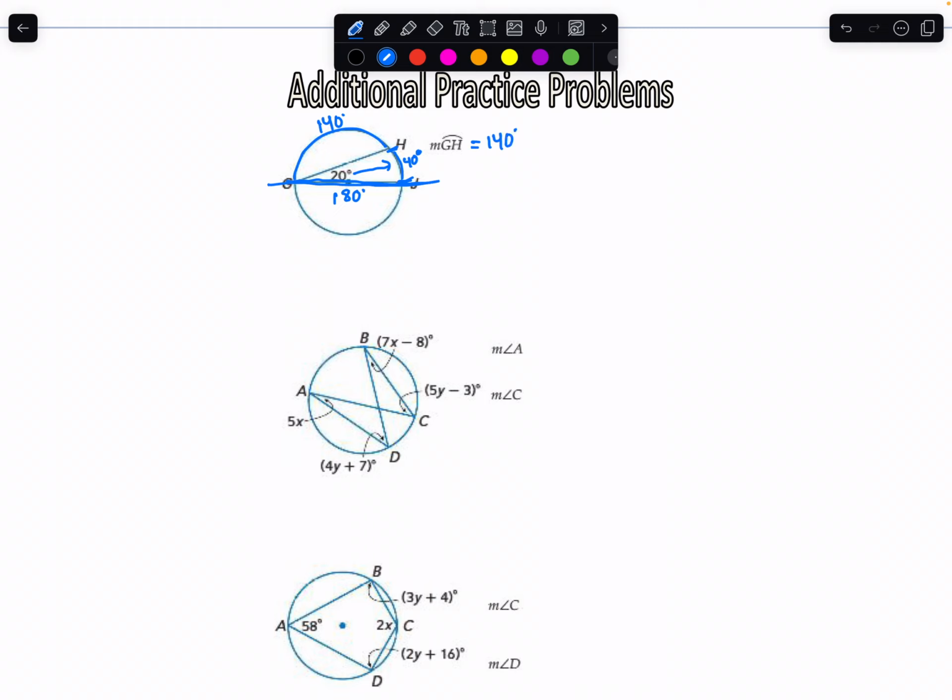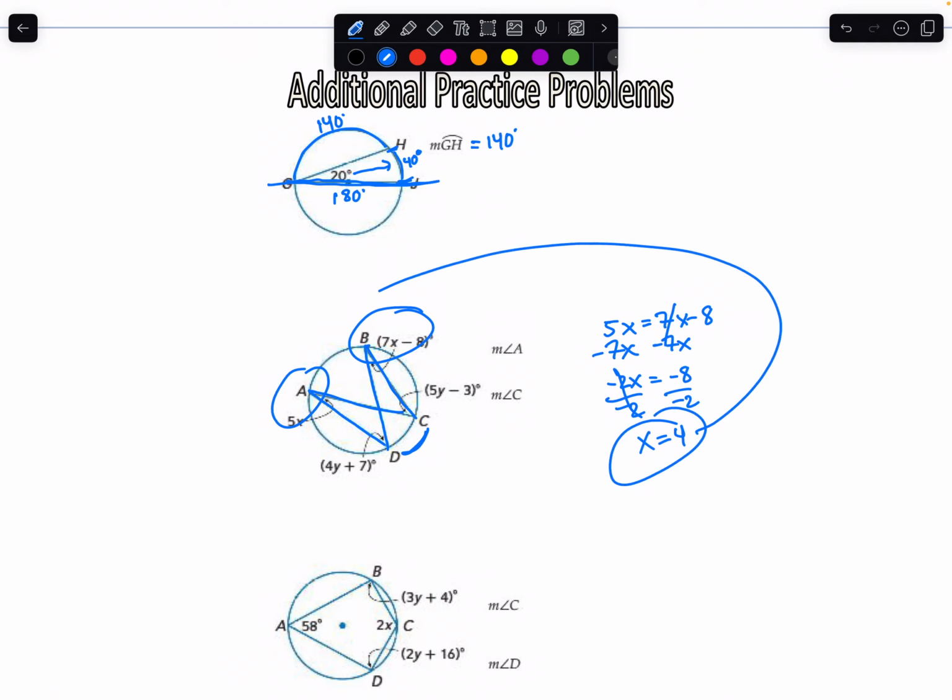In this next scenario, I have angle A. Angle A opens up to CD. Angle B opens up to CD, which means A and B are congruent. 5x should equal 7x minus 8. Move the 7x over. Negative 2x equals negative 8. Divide both by negative 2. X equals positive 4. Since I'm trying to find the angle, I take my value, I plug it in for the angle. 5 times 4 is 20 degrees.